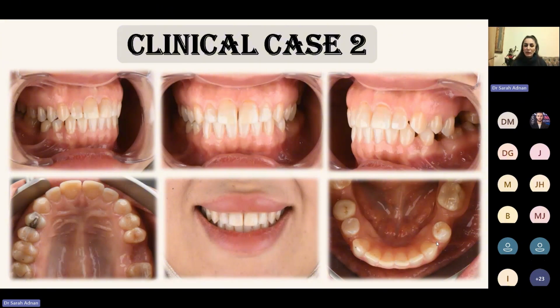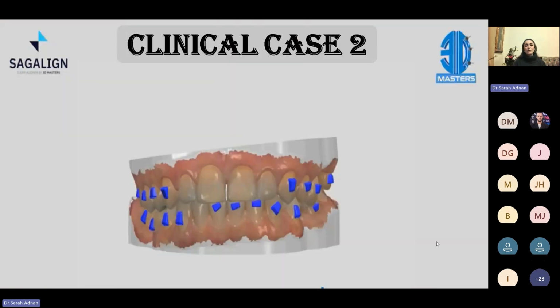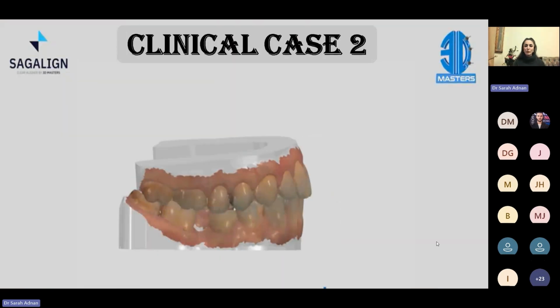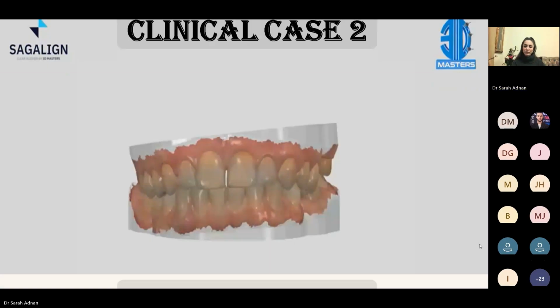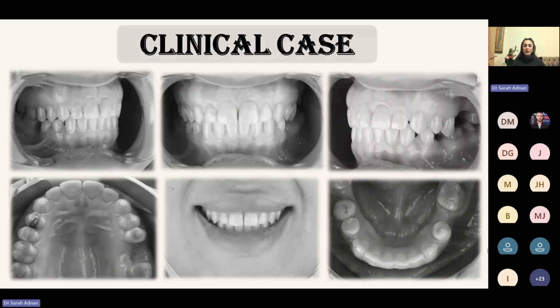So we chose clear aligners. The digital setup showed us that all this movement is possible. Beautiful attachment design. We planned retraction of the upper anterior teeth.